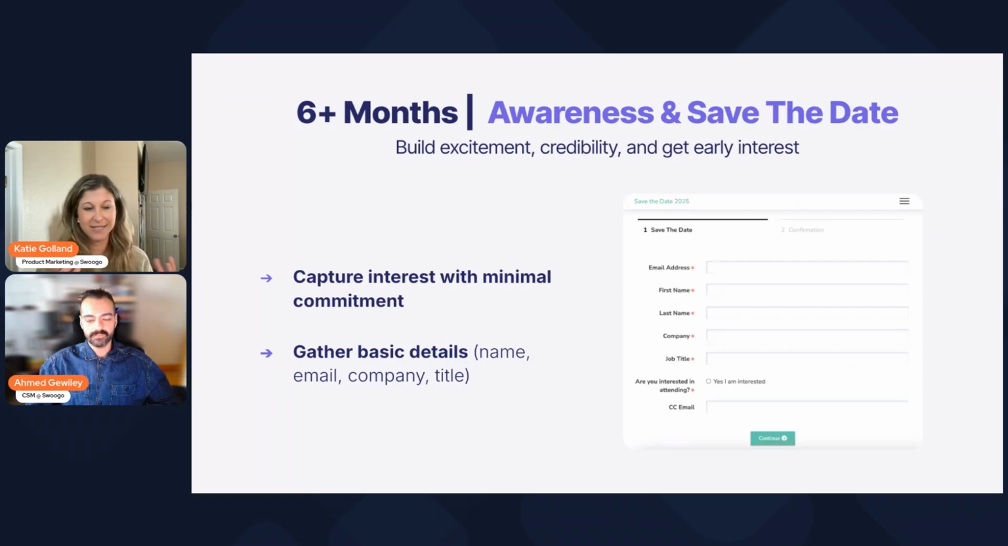And in this scenario, you're going to want to gather basic information to get people committed. So this might look like, on the right here, you see email address, first name, last name, company, and job title, and then their expressed interest in attending. So this is a great way to get that commitment, build excitement without overwhelming people with every single question you're dying to ask.